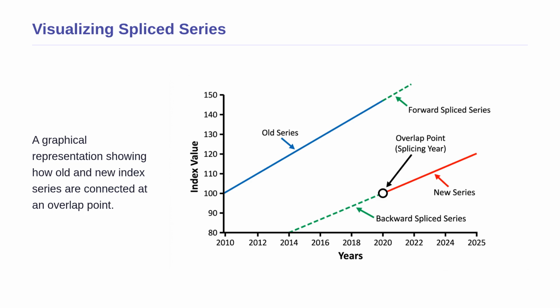The dashed green lines show the magic of splicing. The upper dashed line shows forward splicing, extending the old series into the future. The lower dashed line shows backward splicing, extending the new series into the past. This diagram beautifully illustrates how splicing creates a single continuous historical record.